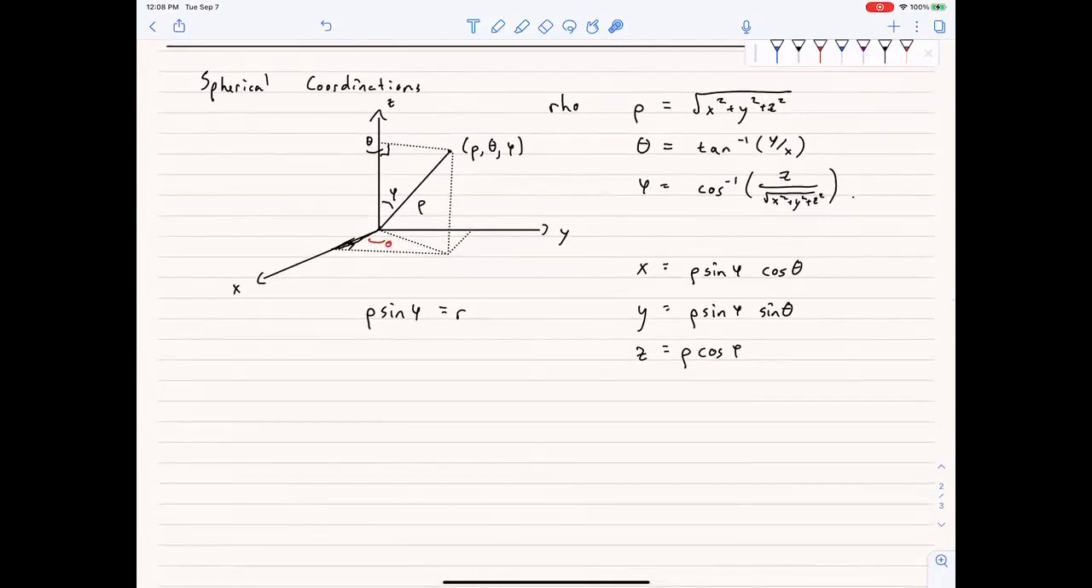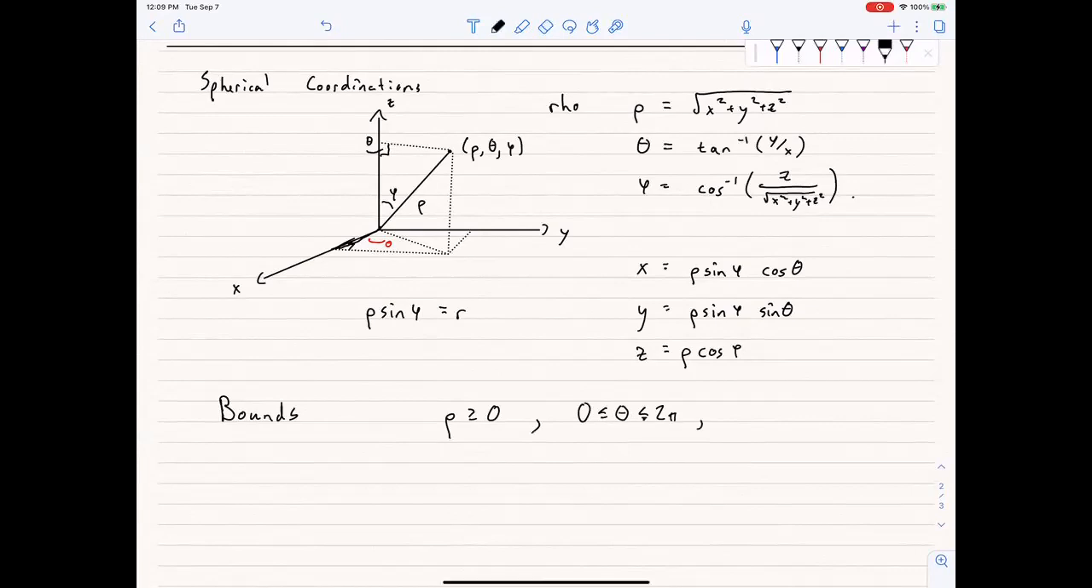So here we do have some new bounds. Theta is the same old bound. Well, maybe we should start with rho. Rho is non-negative, of course, right? It's representing a length, or distance to the origin. Theta is the same as what we had for polar and cylindrical, so we'll keep the bounds here. And again, you could make this not a strict inequality if you wanted.